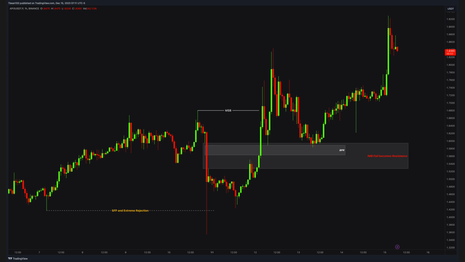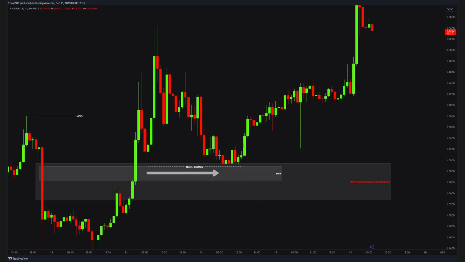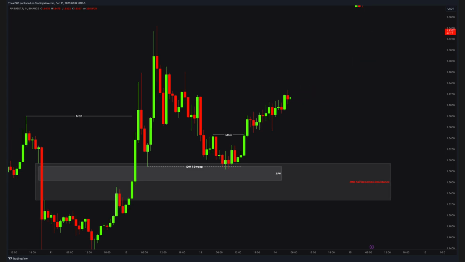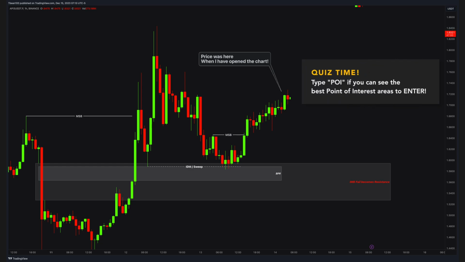Now let's take a closer look. Notice how the price sweeps the inducement and taps the BPR area. There is a micro shift here. I do not need to open lower time frames to see these micro shifts. With experience, I can see them from any time frame. Now again, let me close this part because when I opened the chart in real time, it was at this stage. Now as homework, stop the video and tell me 2 point of interest areas on this chart right now.